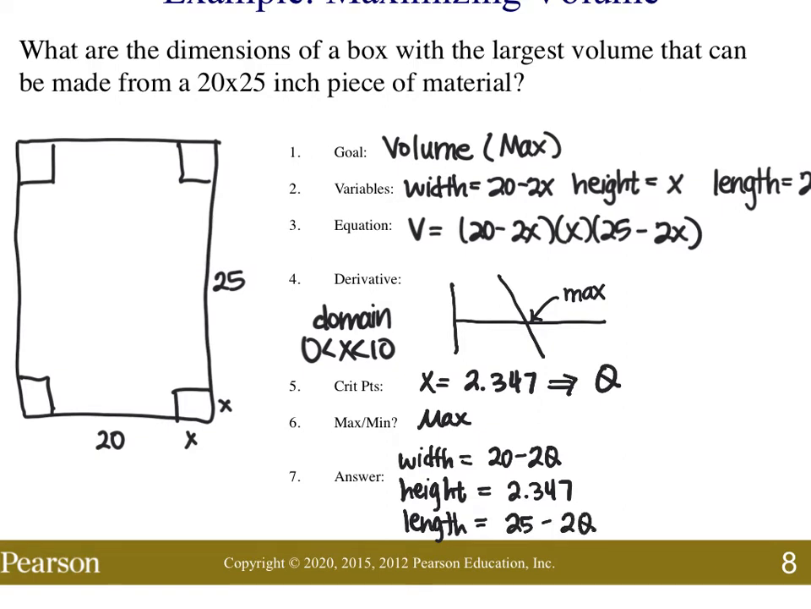All right, so our width ends up to be 15.307, and our length ends up to be 20.307. And so altogether, those dimensions would work to give us a box that had the largest amount of volume, that would hold the most amount when it was put together.